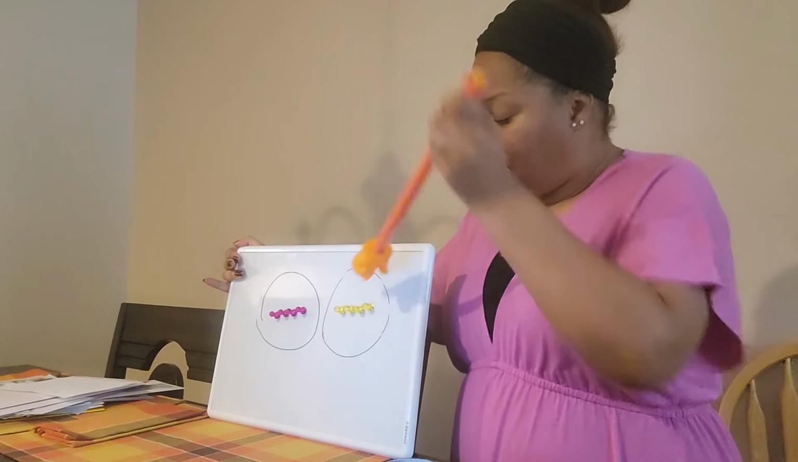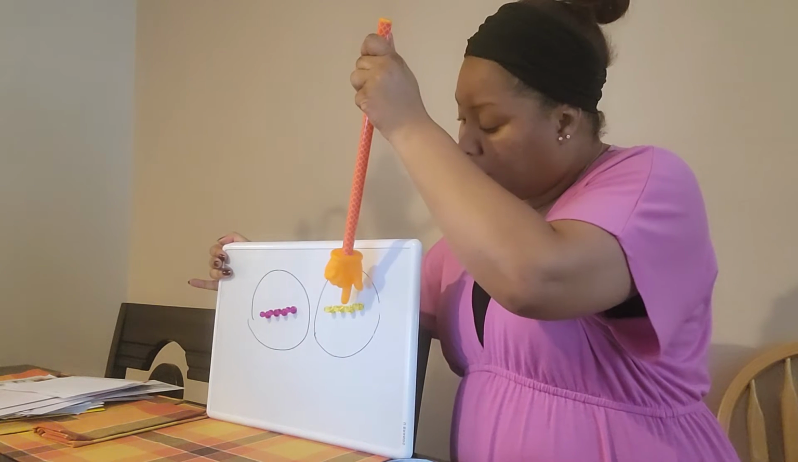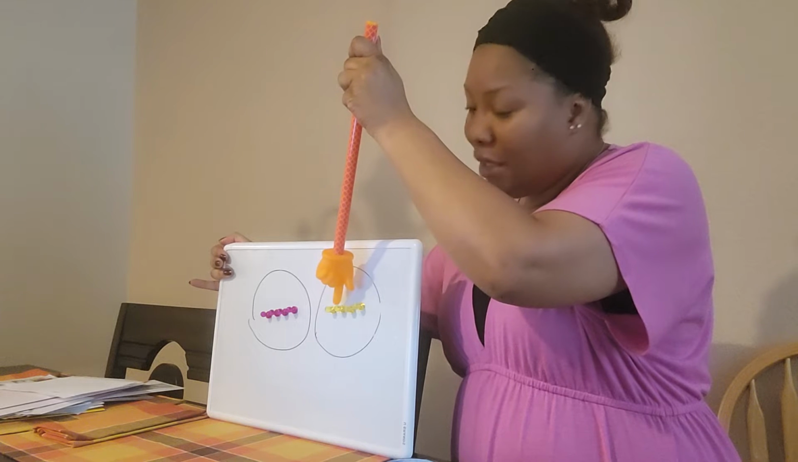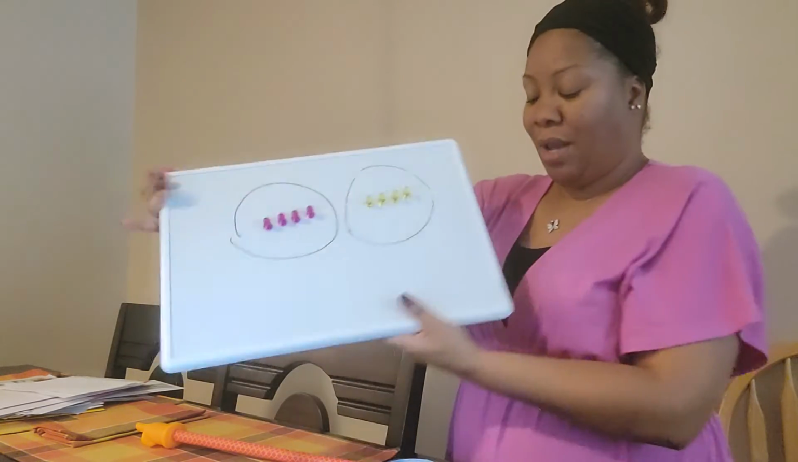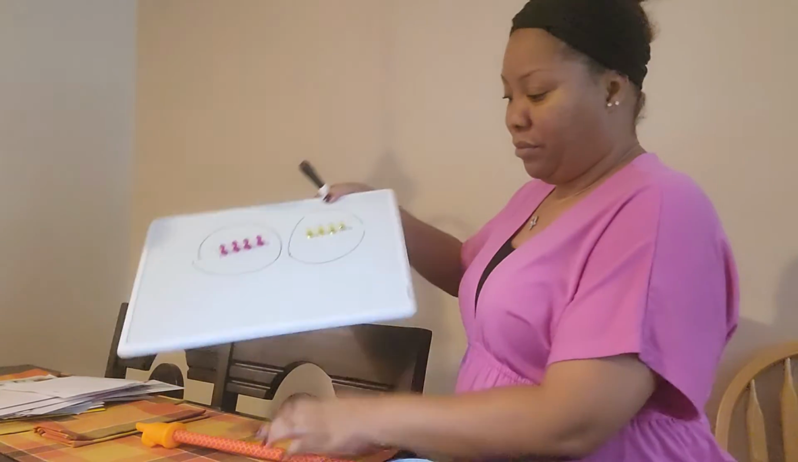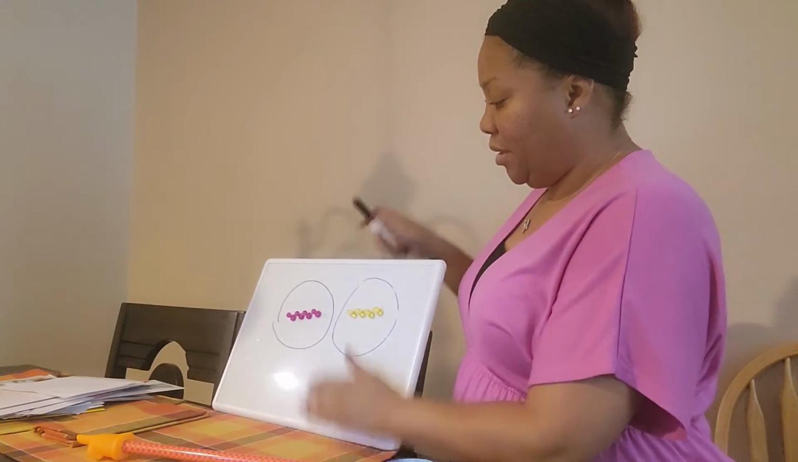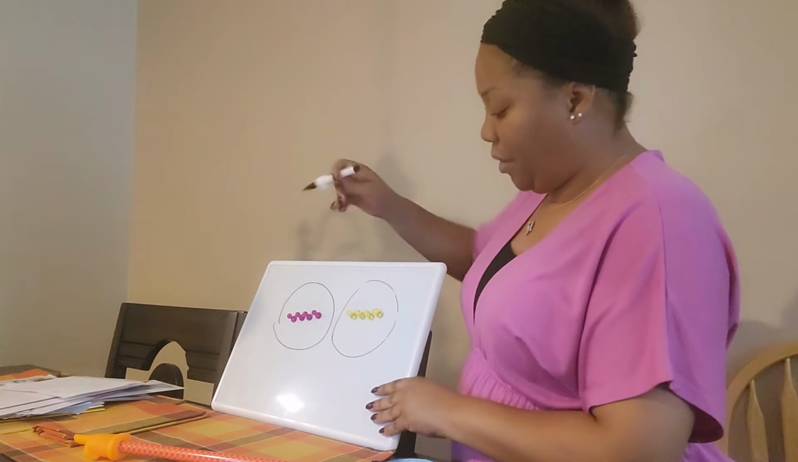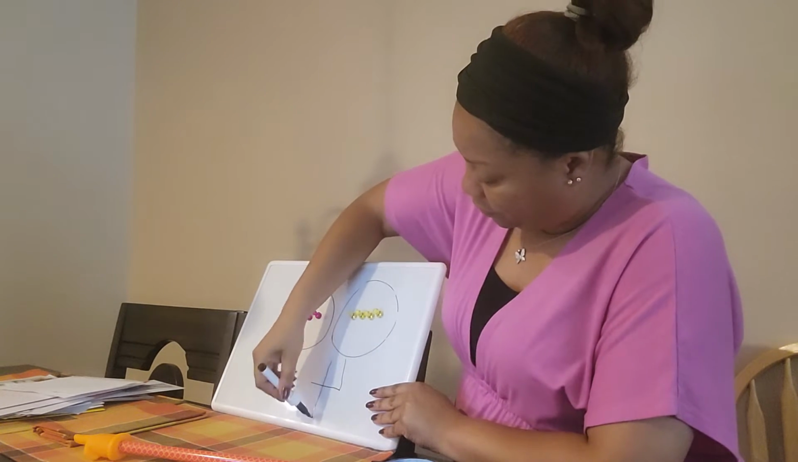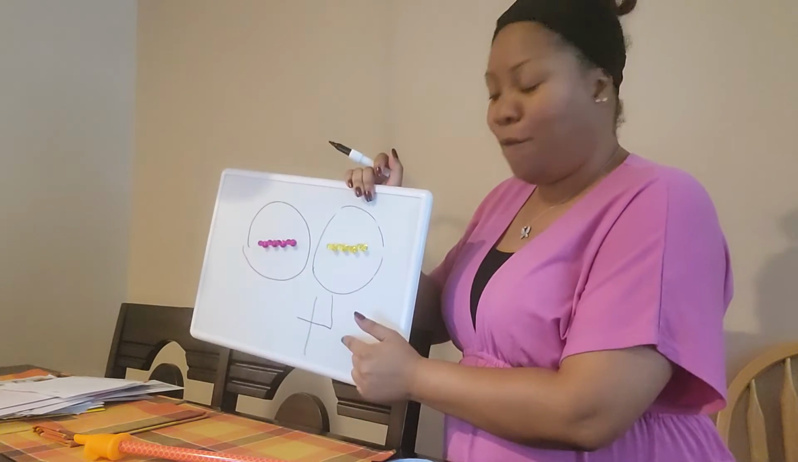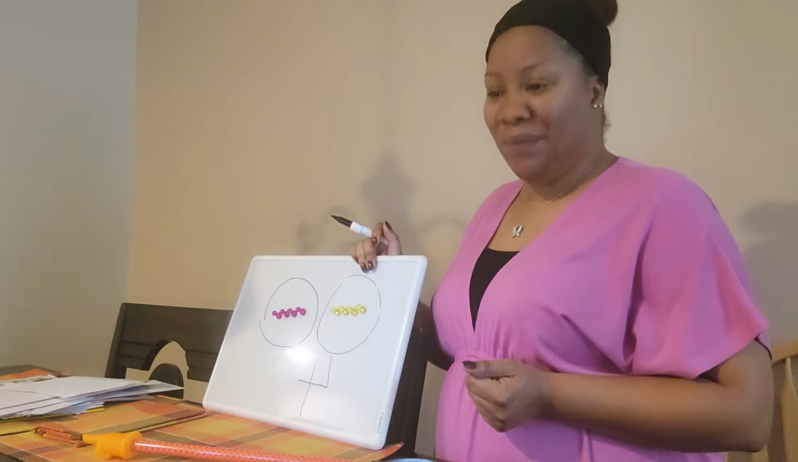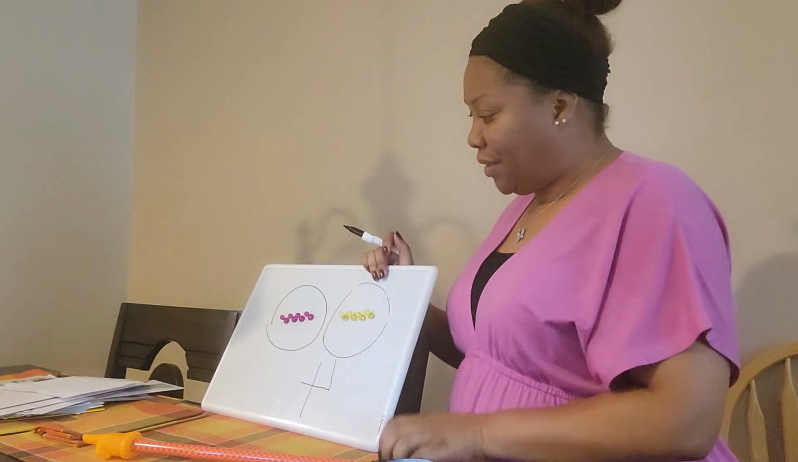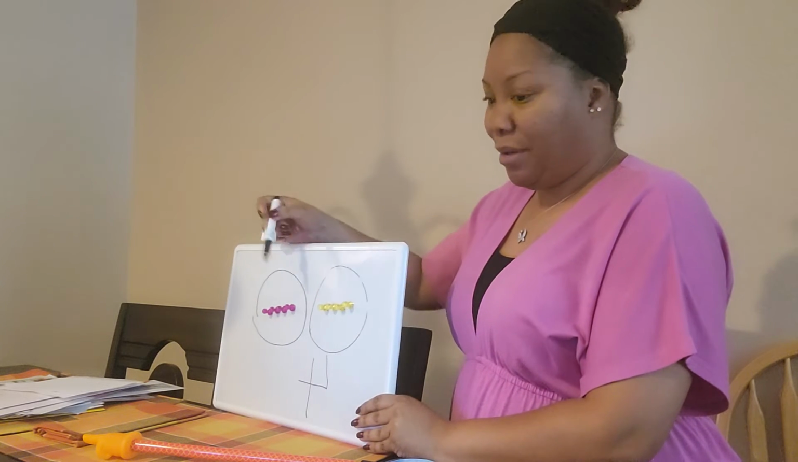Okay, so I have 1, 2, 3, 4. So I have 4 in the first group, and I'm going to write it down here so we can remember what we have here. I'm going to write the number 4. So we found out we have 4 in the first group. Do we all agree? Yes. All right. Now, let's count the second group here.